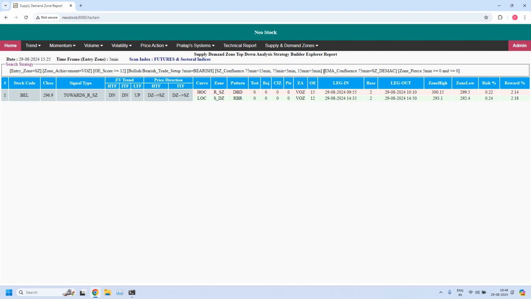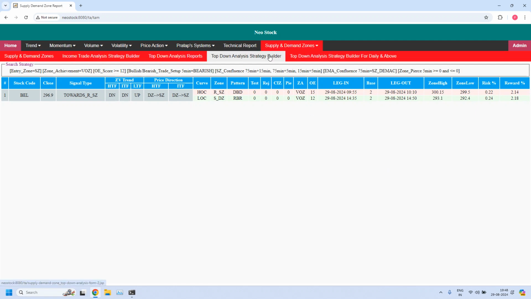You can check the filter here. 75 minute supply zone with daily EMA confluence. And also they have 5 minutes, 15 minutes and 75 minute zone confluence. And it is a bearish trade setup. Entry time frame 5 minutes. So this is a high probability trade setup, and the supply zone has a very good RR. So it's an intraday trade. So this is about a bearish trade setup for hourly income trade.